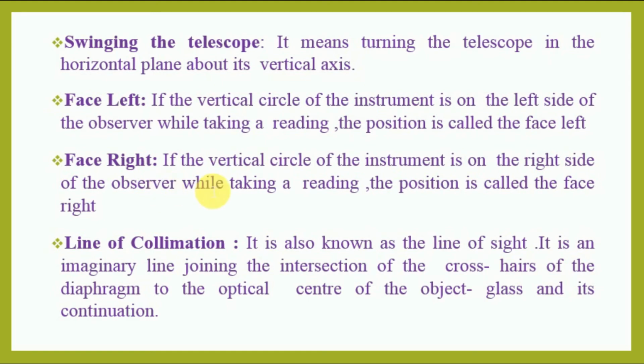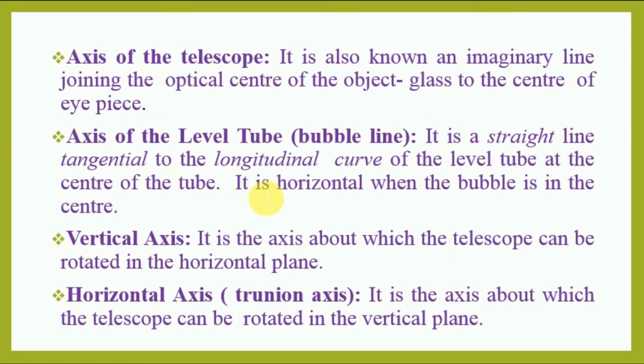Line of collimation. Line of collimation is also known as line of sight. It is an imaginary line passing through the intersection of crosshair of diaphragm to the optical center of object glass and its continuation. Axis of telescope. It is also an imaginary line joining the optical center of object glass to the center of eyepiece.